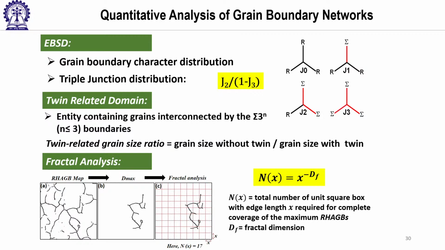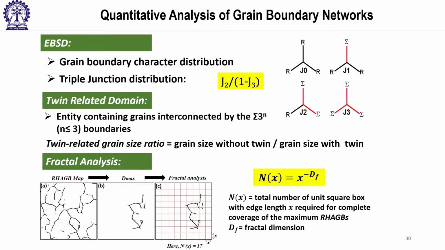J0, J1, J3 you can understand if you see the schematic. J0 means all boundaries at the triple junction are random. J1 means one boundary is sigma and the other two boundaries are random, and J3 means all are sigma. So obviously if you have more J2 and J3 in your microstructure, the microstructure is good, beneficial. One can do twin related domain analysis. What is the meaning of twin related domain?